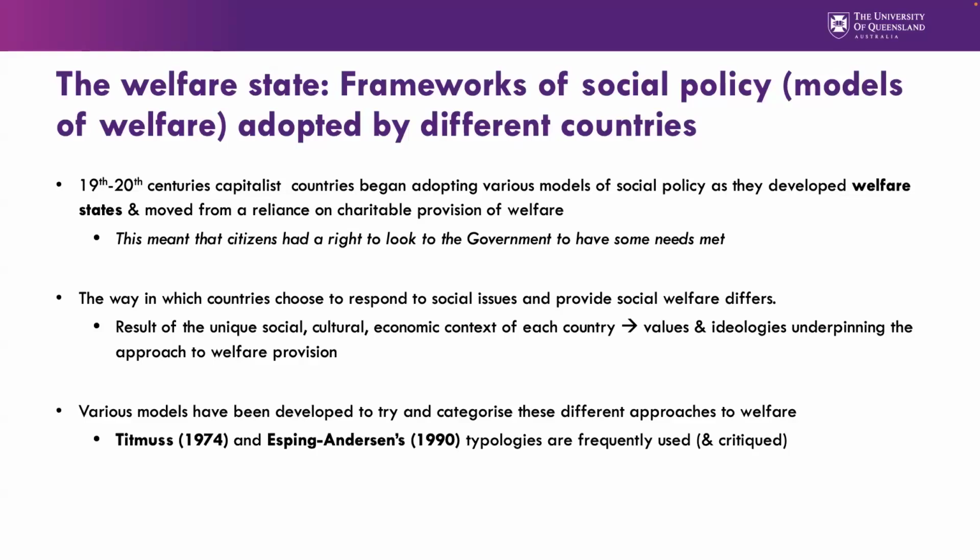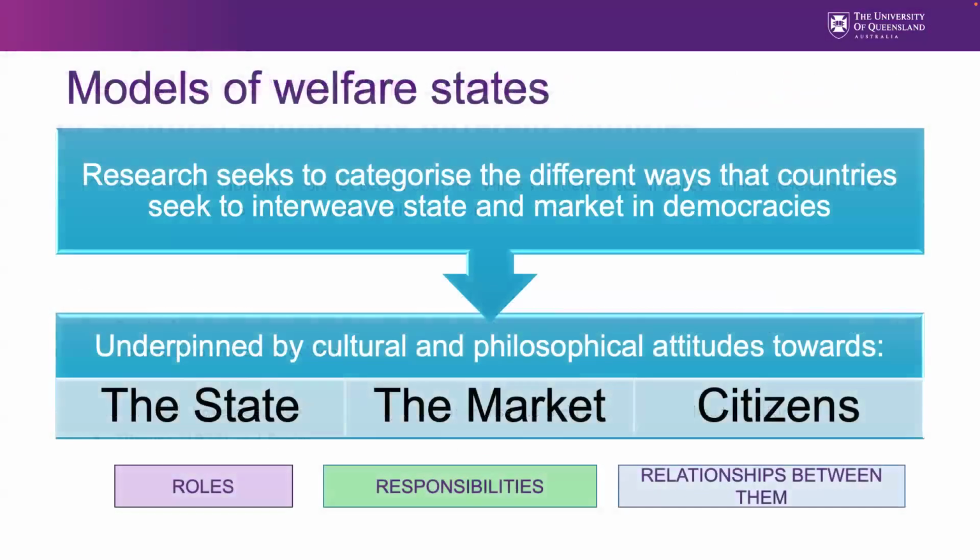So when talking about social welfare, we are trying to consider all these, but also trying to shape the unique social, cultural, and economic context underpinning social welfare states among different countries in different parts of the world. Of course, various models have been developed to try and categorize these different approaches to welfare. One of them, probably the most frequently used and the most frequently critiqued, is the one developed by Titmuss and expanded by Esping-Andersen. That's the model we are considering.